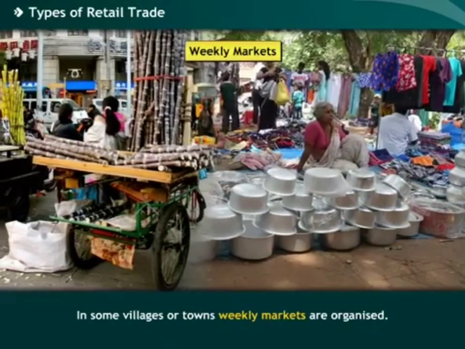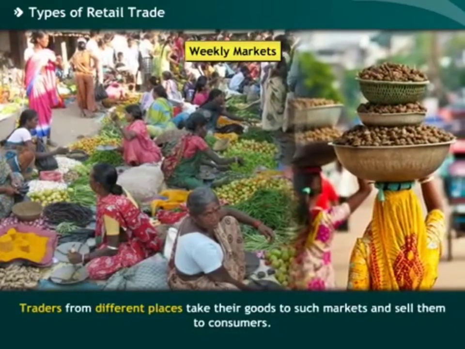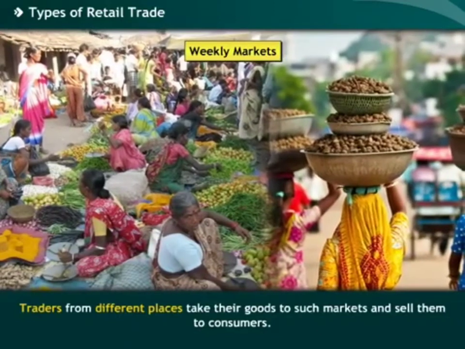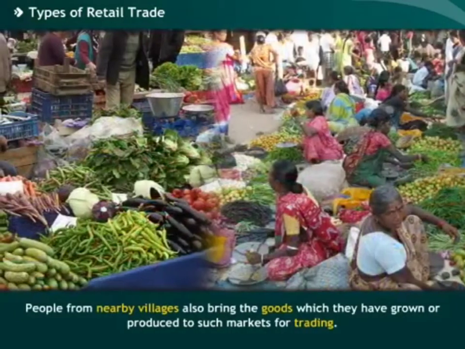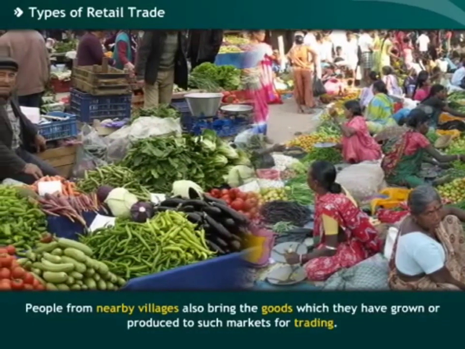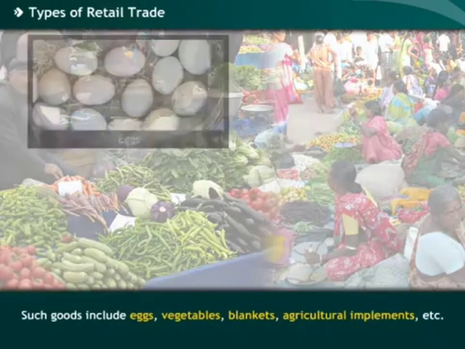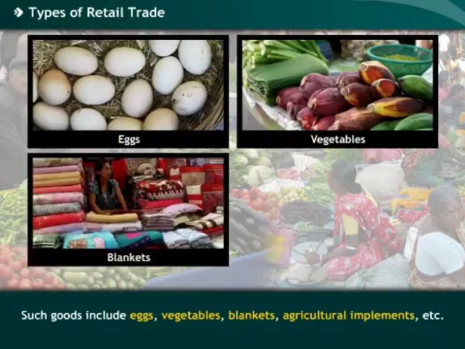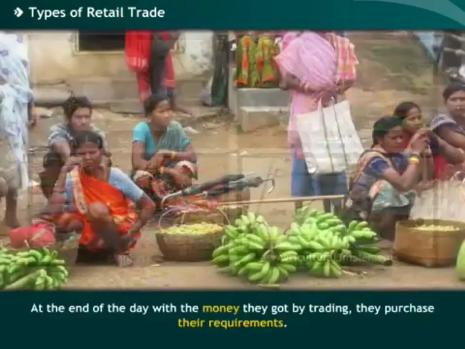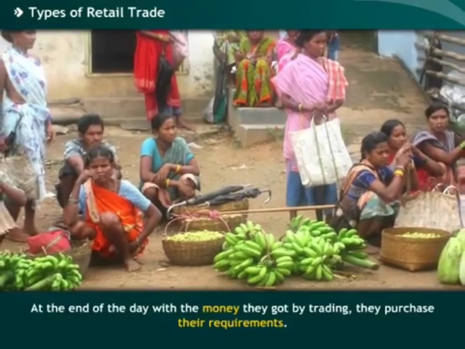In some villages or towns, weekly markets are organized. Market vendors or traders from different places take their goods to such markets and sell them to consumers. People from nearby villages also bring their goods, which they have grown or produced on their farms, to such markets for trading. Such goods include eggs, vegetables, blankets, agricultural implements, etc. At the end of the day, with the money they obtain from trading, they purchase their requirements.